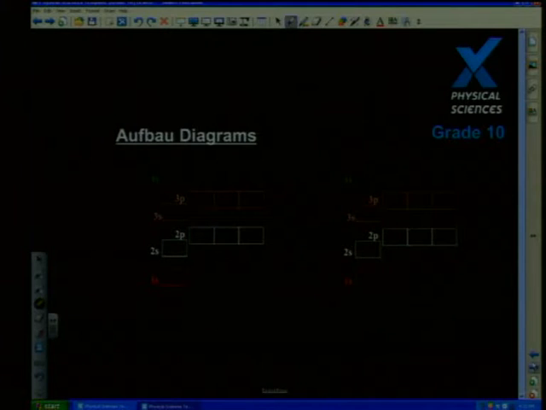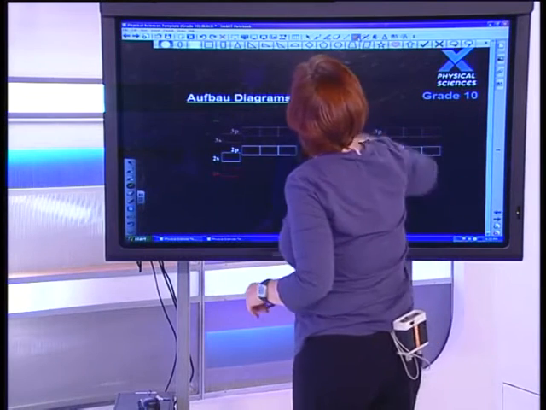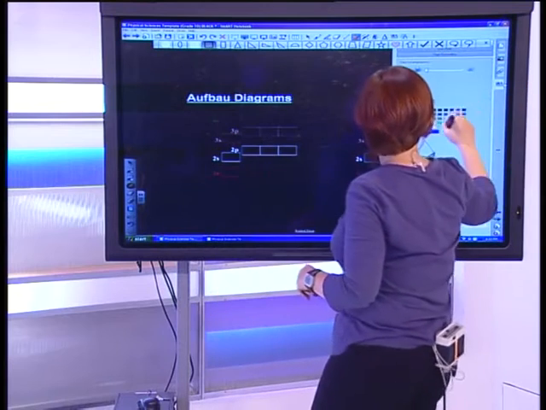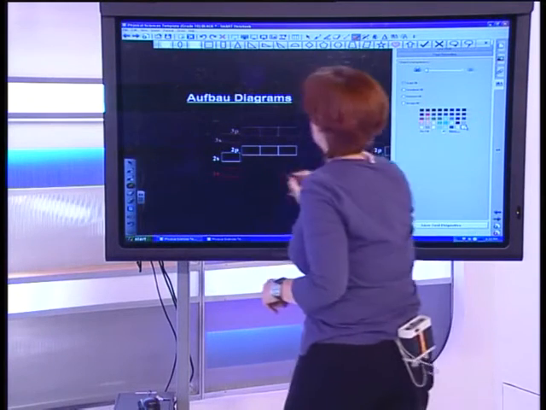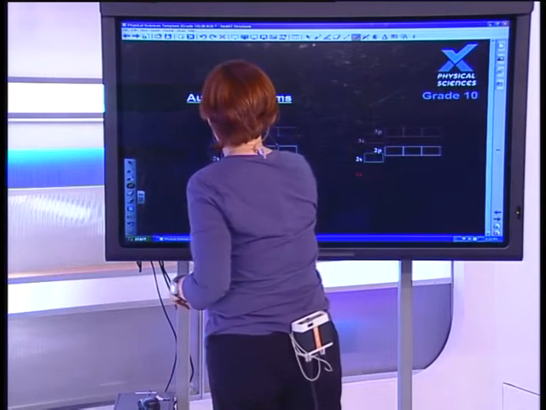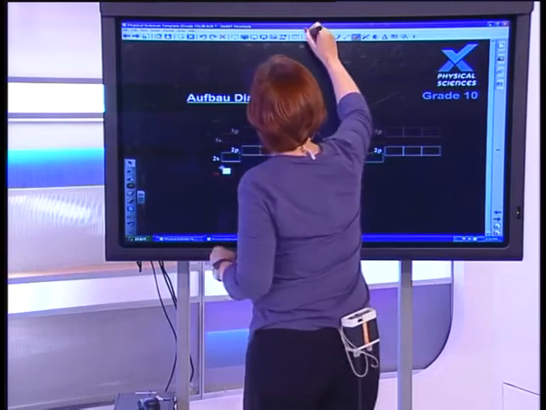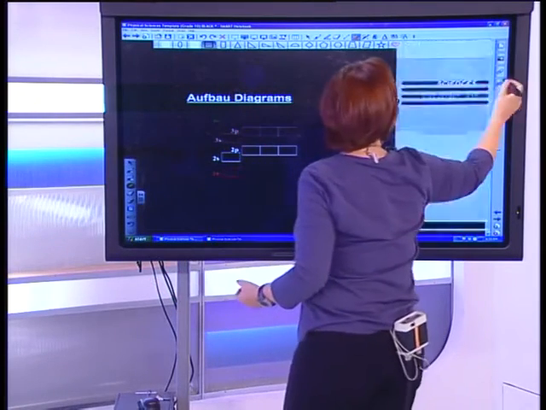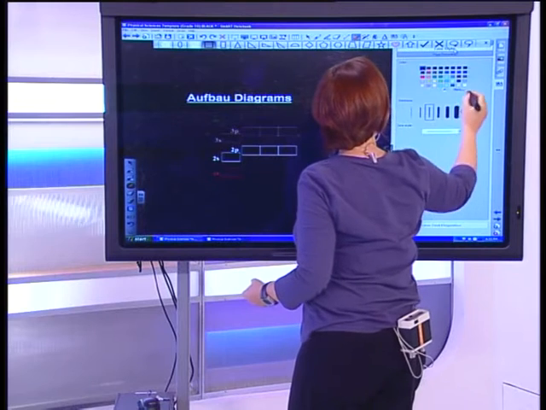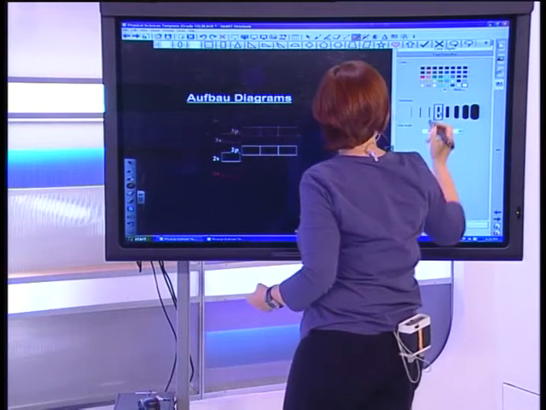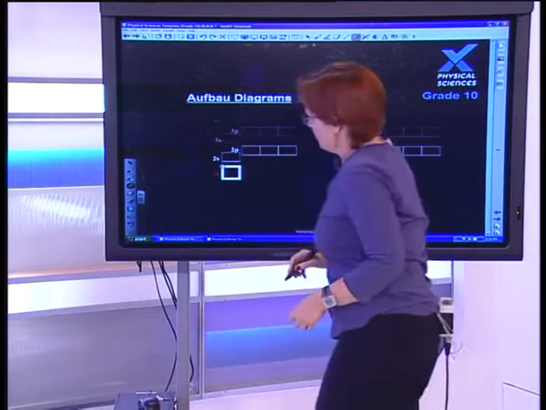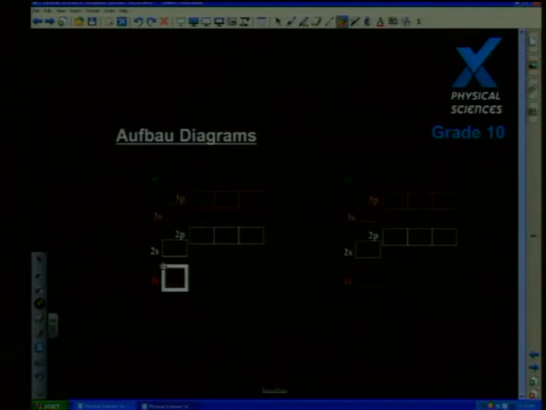Okay, so we have our blocks, and we're just going to make them so that you can actually see them. Okay, so we're going to make it so you can see it, because otherwise it sort of defeats the object. There we go. So there's my first one, it's my 1s.